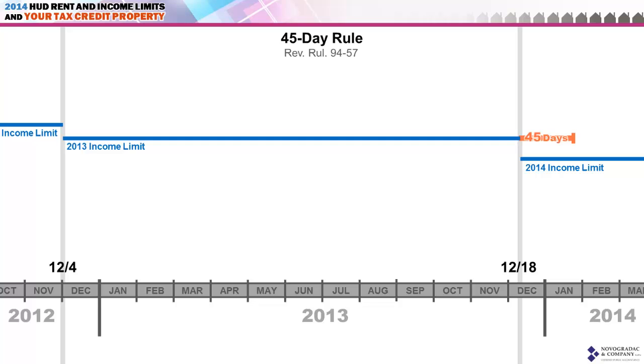And the IRS in their LIHTC newsletter gave us clarification on this that said, hey, if you're placed in service within this 45-day window, you can choose to use either the 2014 income limits or the 2013 income limits. So in our case, income limits have decreased, so we would want to use the 2013 income limits. So if 2014 were higher, obviously you'd want to rely on the 2014 income and rent limits.